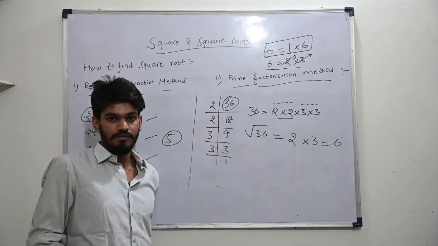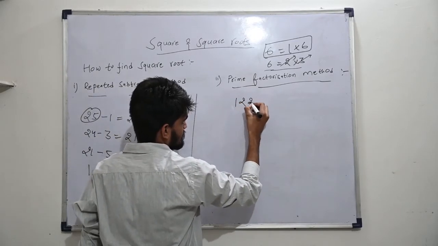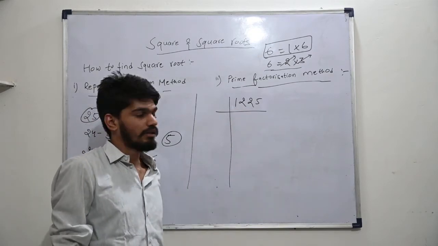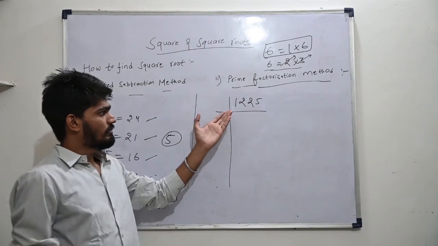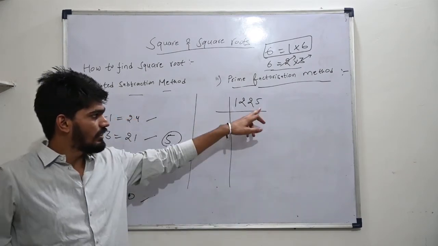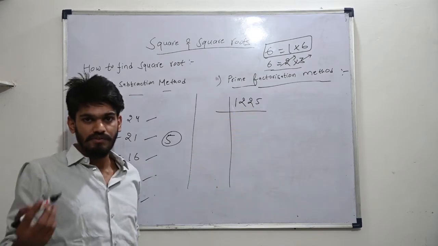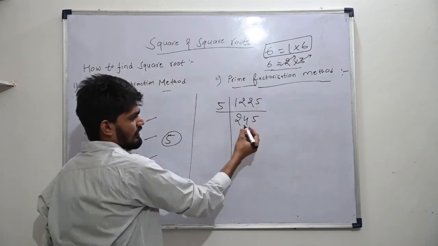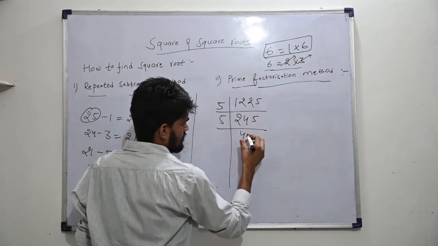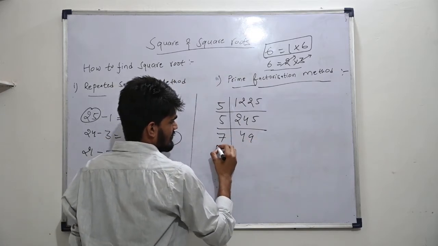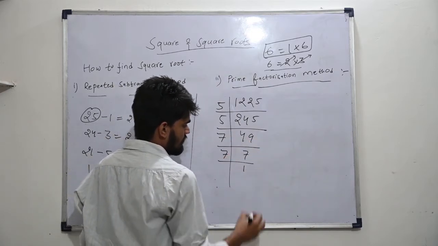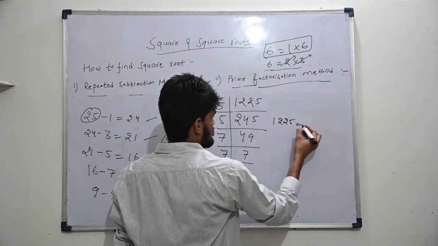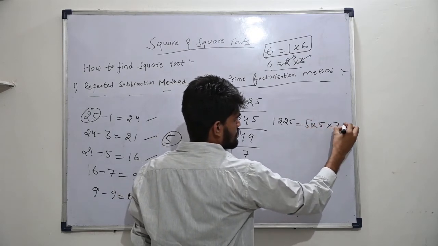Alright. Now let's take one more example. We have to find the square root of 1225. We are going to follow the same procedure, so we'll do the prime factorization. This is an odd number ending with 5, so we can divide it by 5. 5 is also a prime number. 245 will be the quotient. We can again divide by 5. Now it will be 49. Now 49 is divisible by 7, and 7 is divisible by 7. We have reached 1. That's what our target is. So 1225 I can write as 5 into 5 into 7 into 7.